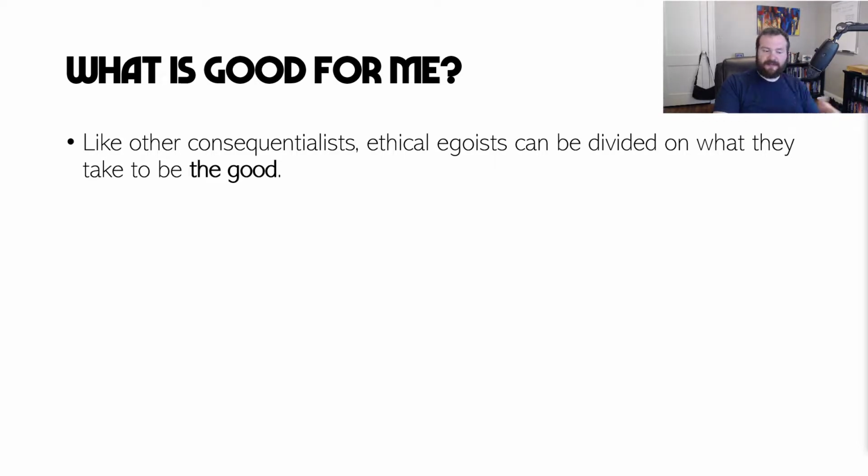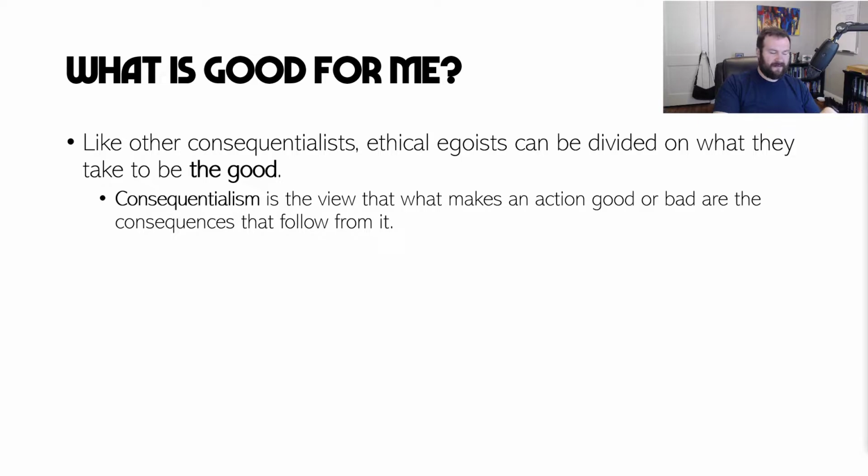Well, ethical egoists can be torn on what they define to be the good, right? So before we're jumping into goodness here, we have to note that ethical egoists are what are called consequentialists, okay? Consequentialism is the view that what makes an action good or bad are just the consequences that come out of it, right? So we can think about consequences and intentions. Consequences or effects and motives, right? For the consequentialists, your motives, your intentions, they don't really matter that much. What really matters is what happens as a result of your action. That's how we can tell whether an action is good or bad.